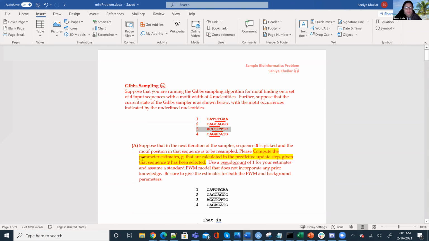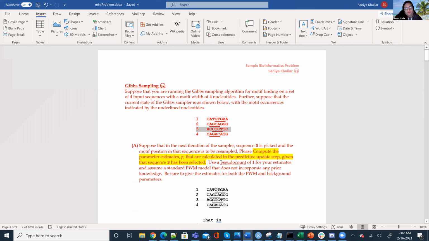So please compute the parameter estimates P. This is like the probability weight matrix that is calculated in the predictive update step, given that sequence 3 has been selected. Please use a pseudo count of 1 for your estimates, and assume a stranded probability weight matrix model that does not incorporate any prior knowledge. Please be sure to give the estimates for both the PWM and background parameters.